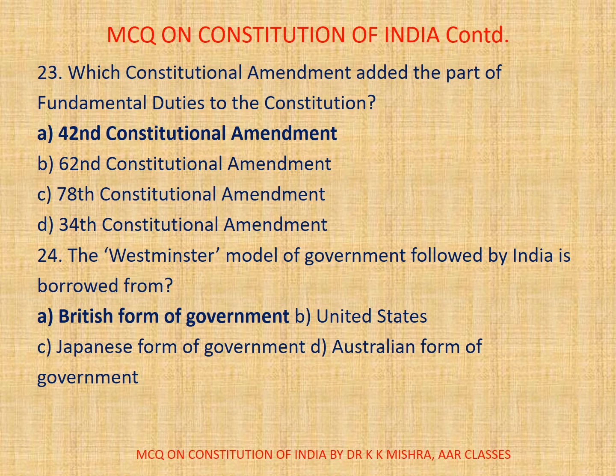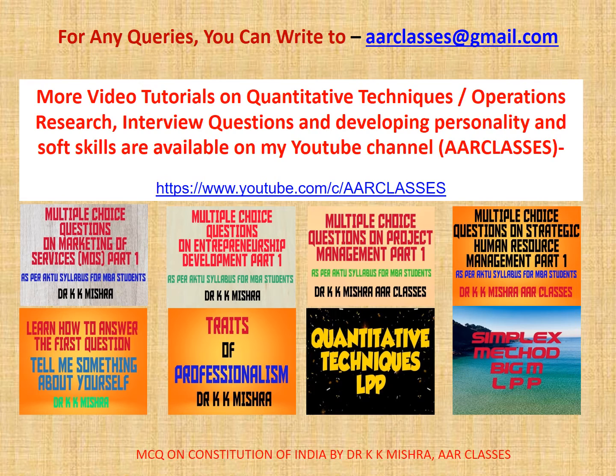42nd Constitutional Amendment. 24. The Westminster model of government followed by India is borrowed from A. British form of government, B. United States, C. Japanese form of government, D. Australian form of government. Correct option is A. British form of government. So this was all about this video tutorial.